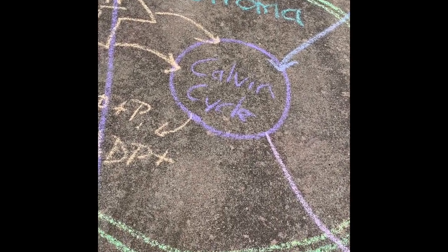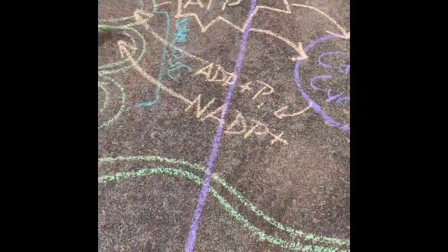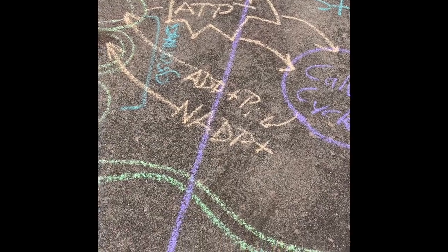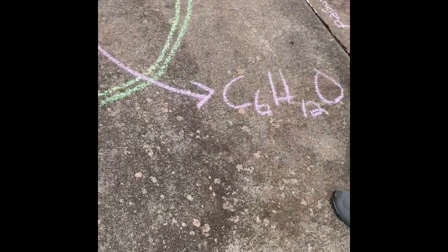Over in the Calvin cycle, this is where CO2 enters the equation. We use the energy of NADPH, the energy of ATP. All this is in that PowerPoint. Go back and take a look at it, okay, to make the all-important glucose molecule.